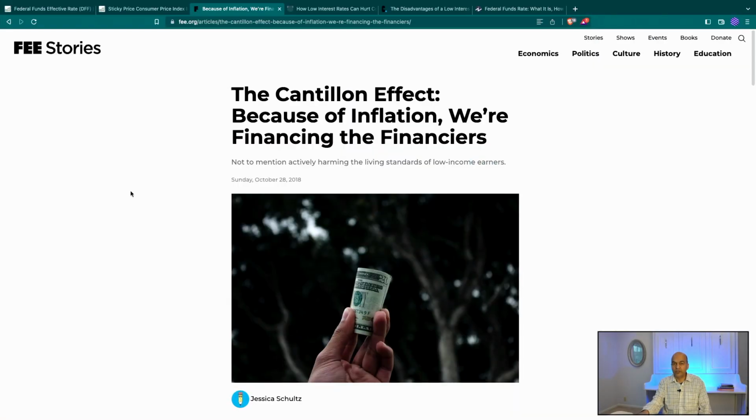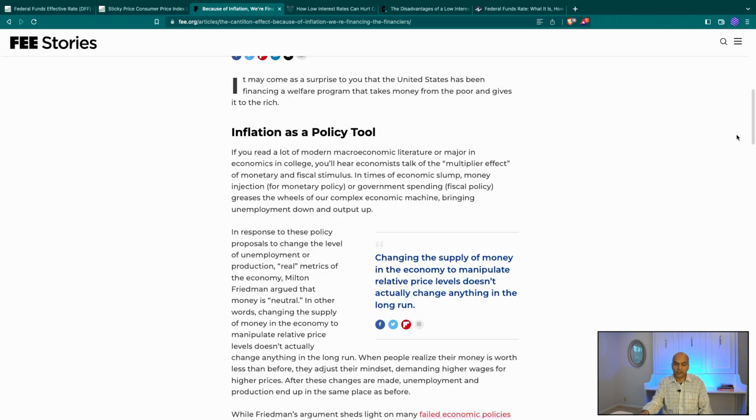Here's an article from fee.org discussing the Cantillon effect. The headline is, because of inflation, we're financing the financiers, not to mention actively harming the living standards of low-income earners. They discuss inflation as a policy tool. You might have heard the term multiplier effect, which they refer to here. The multiplier effect refers to the money that the government is spending, fiscal policy in terms of interest rate, and how that impacts the economy, gets the economy flowing and running.